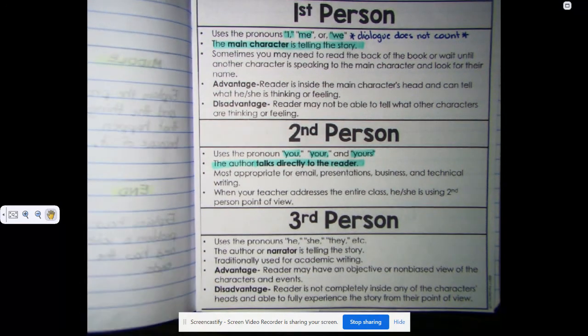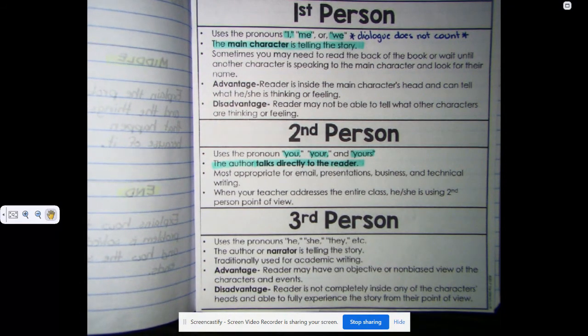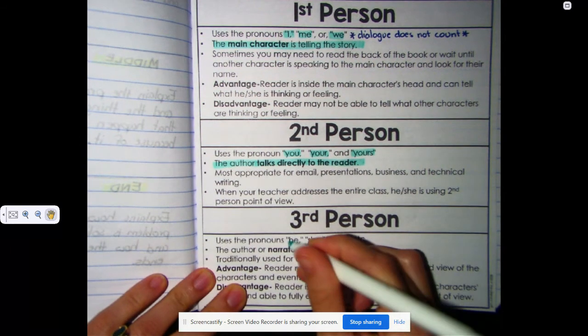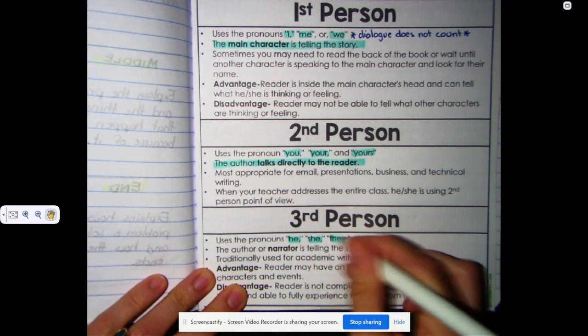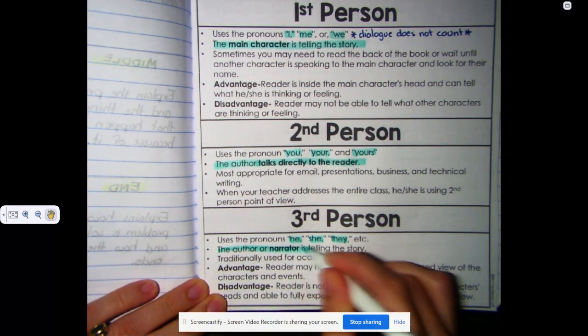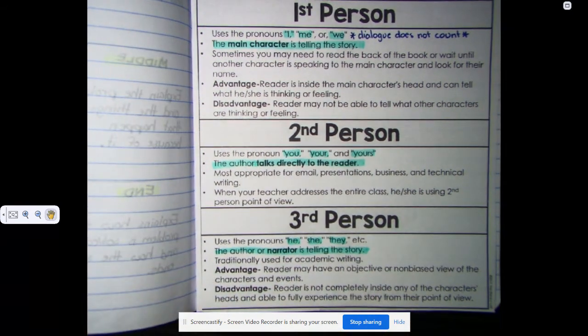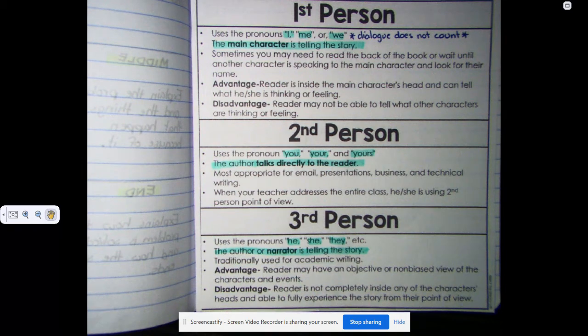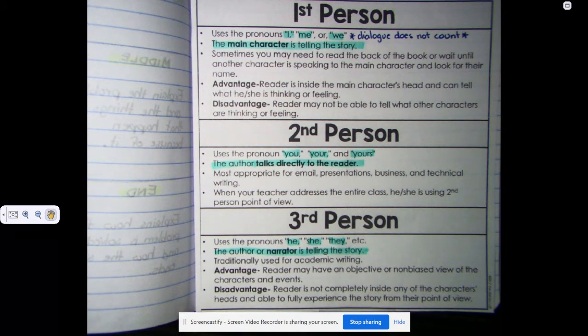Okay, and the last one we're going to do is third person. Third person uses pronouns like he, she, they, okay? And the author is a narrator telling the story, so someone who's not actually in the story. Okay, some advantages of reading something in third person is that we have a non-biased view of the characters and events. So because there isn't someone from the story telling the story, we don't get their opinions about the other characters. But we're also not completely inside the characters' heads.